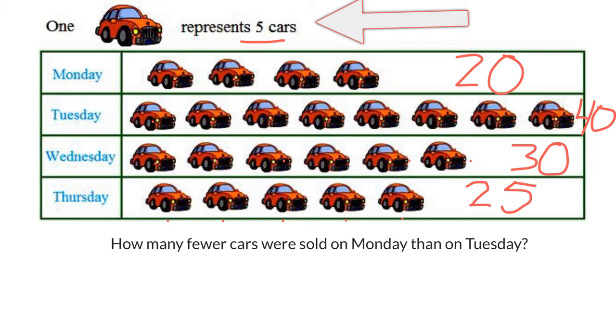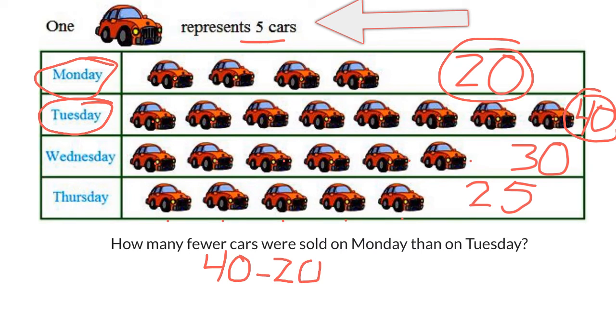So now that I have my numbers, there's a couple ways we could do this. Reading the question, it says, how many fewer cars were sold on Monday than on Tuesday? So all we're focused on here are the numbers for Monday and the numbers for Tuesday. So looking, I have 40 here and 20. Now, what I want to do is a subtraction problem of 40 minus 20. Mental math tells us that 4 tens minus 2 tens gives us a total of 20 left.